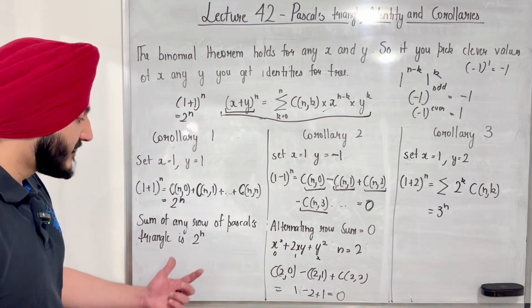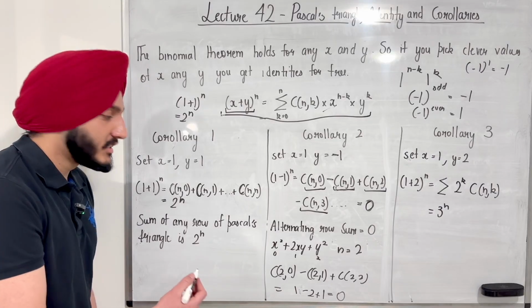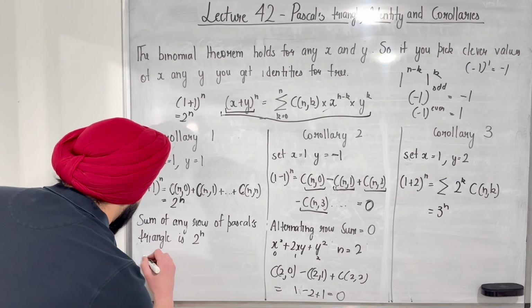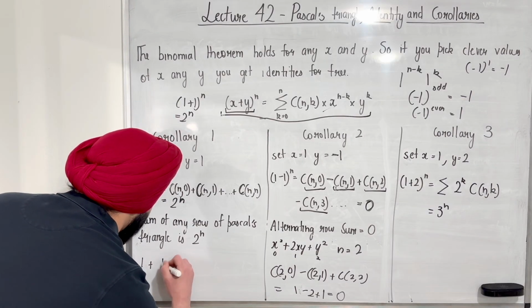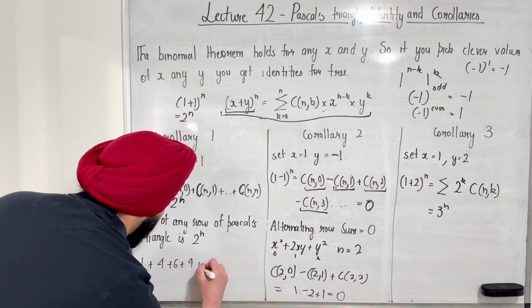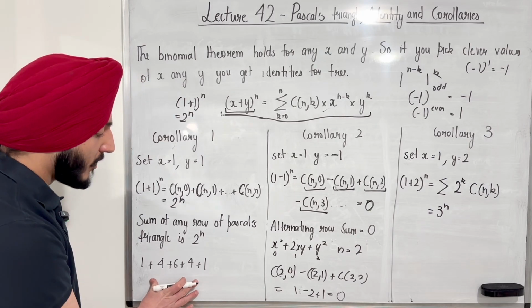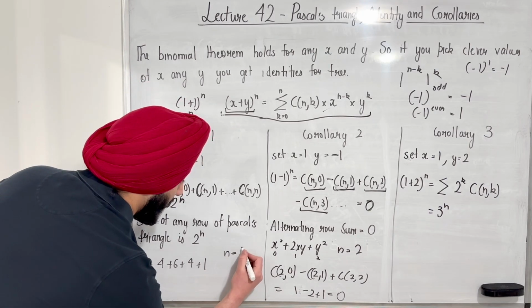I'll also try to give an example of this one. The idea is very simple once again. So if I have, let's consider row 4 for now. So row 4 is 1 plus 4 plus 6 plus 4 plus 1. These are the coefficients when n equals 4, right?